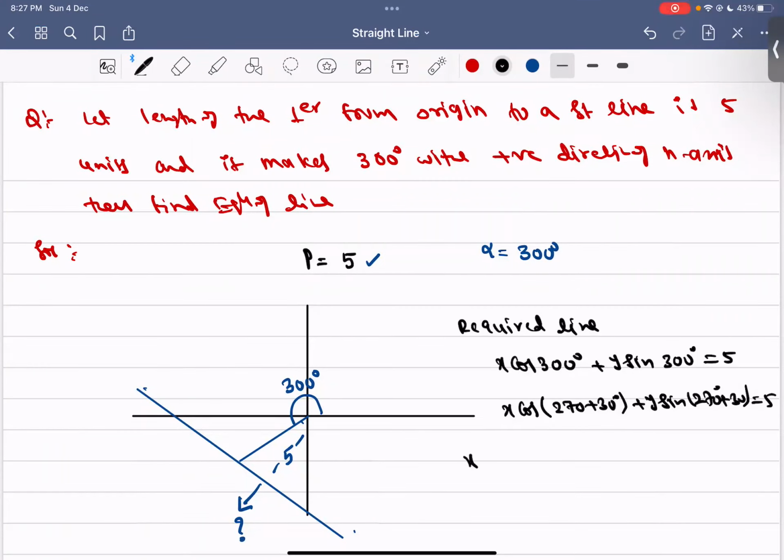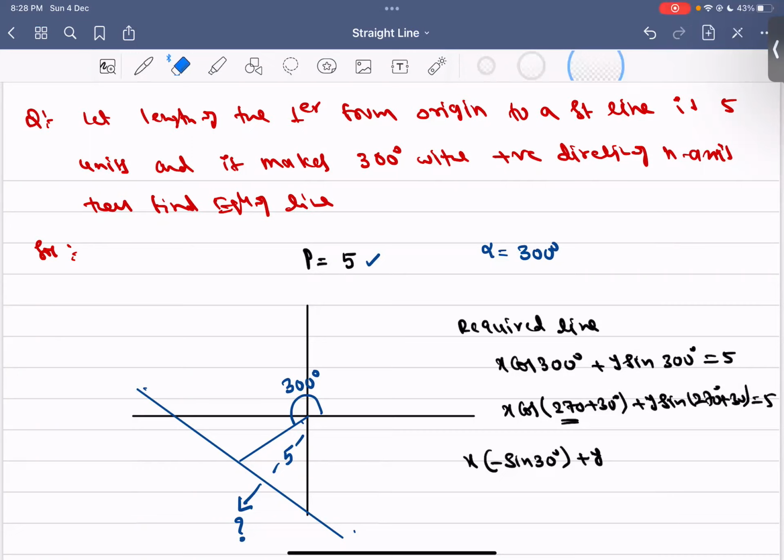Now tell me, 270 is an odd multiple of 90, therefore cos becomes sin. In which quadrant? Here it is in the third quadrant. In the third quadrant, sin is what? All silver T, tan and cot positive, sin is negative. Therefore here you will have minus sin 30 degrees plus y into sin of 270 plus 30. 270 plus 30 is the fourth quadrant. Okay, sorry, our diagram is wrong.